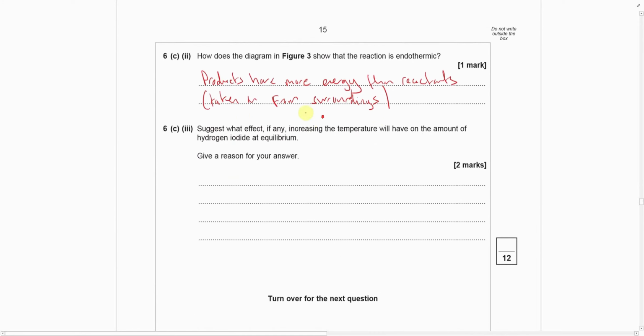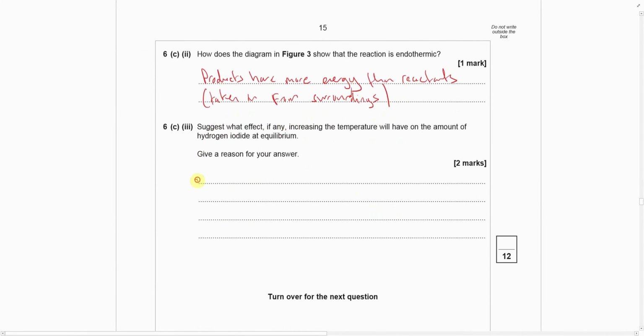So I'll just put less hydrogen iodide. Equilibrium will favour endothermic reaction to reduce increase in temperature.